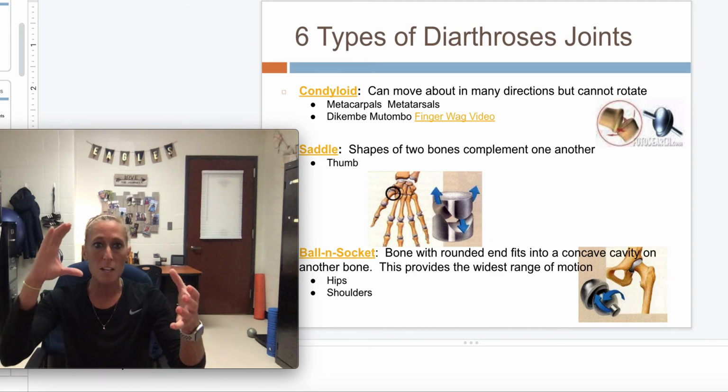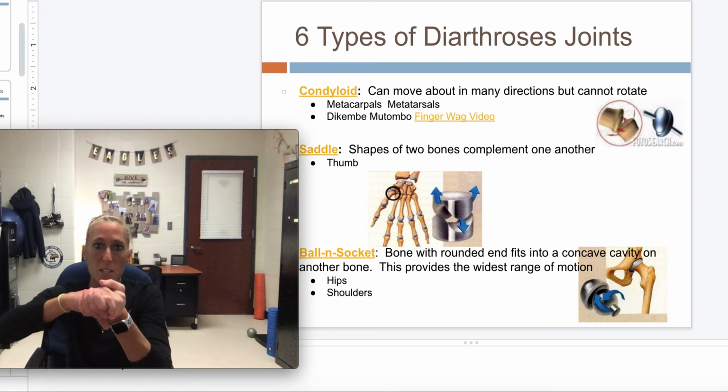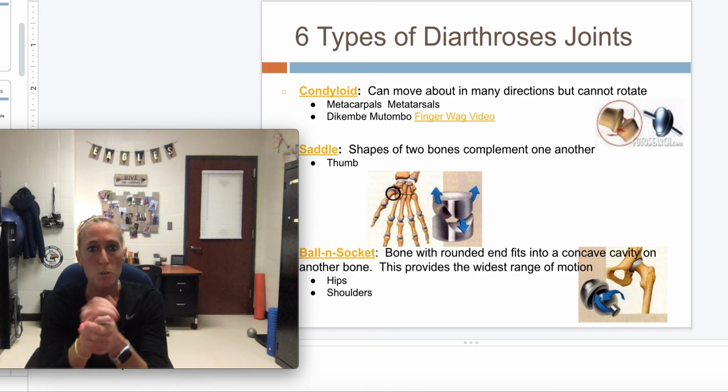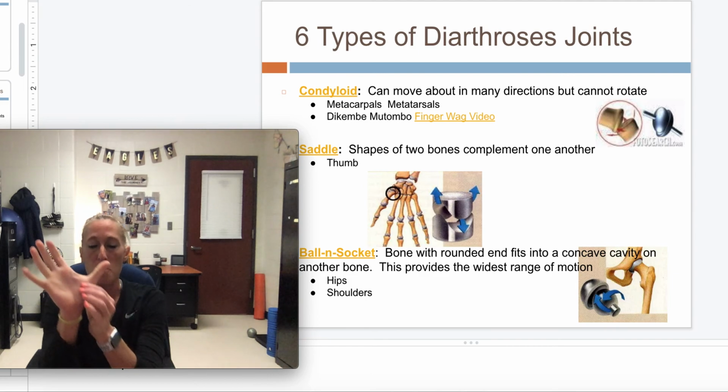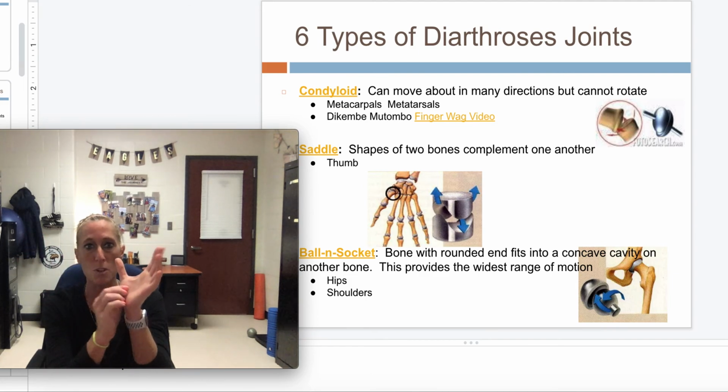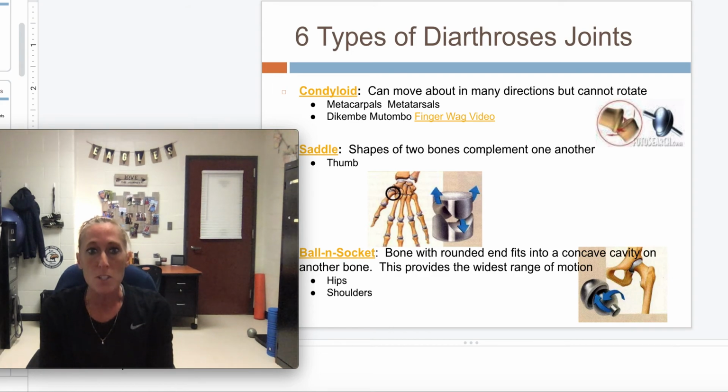A saddle joint. A saddle joint is like you take two Pringles and you place them on top of each other like this. They complement each other, or like a saddle of a horse and then another saddle. The shape of the two bones complement one another. You have two of these saddle joints in the thumbs, which gives us that opposable thumb.